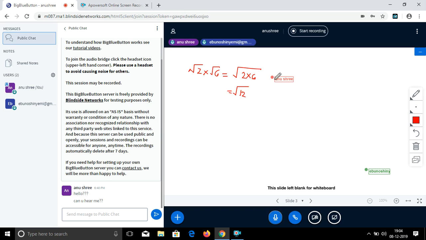or you can do here as 2 into 3 into 2, which ultimately gives you the answer 2 root 3. So this is how you multiply a surd. Or if it's the same, like root 2 multiplied by root 2, so you know that the answer is 2.